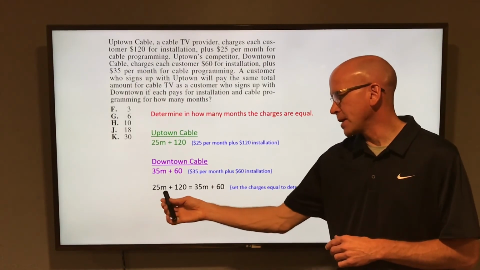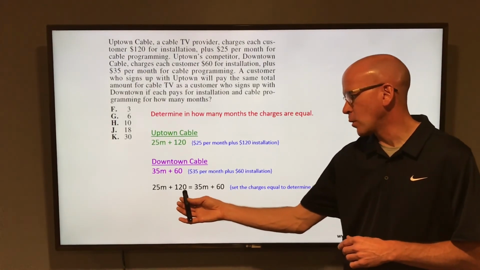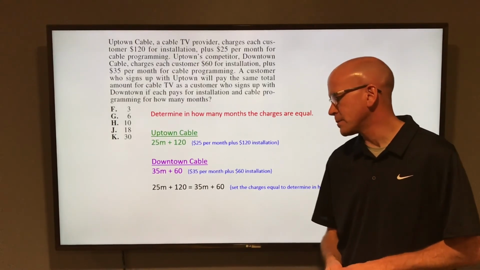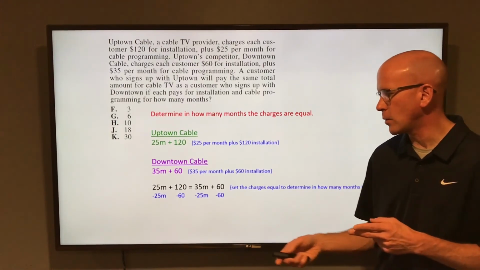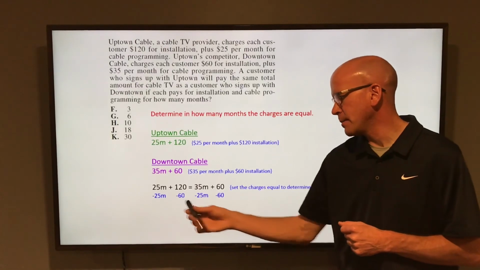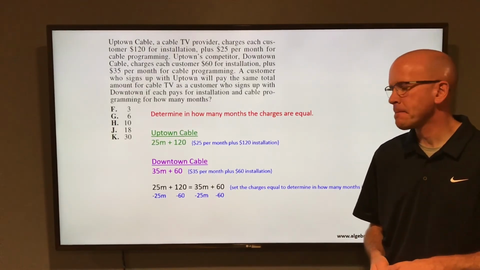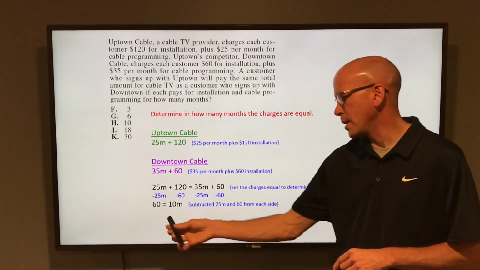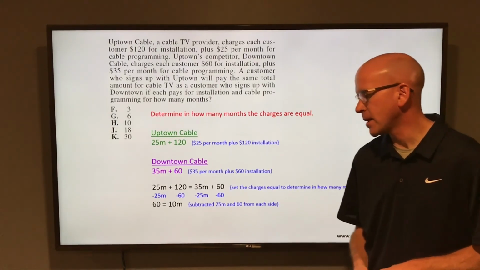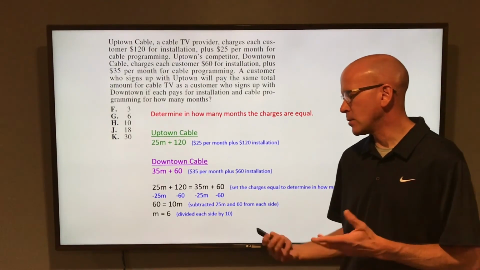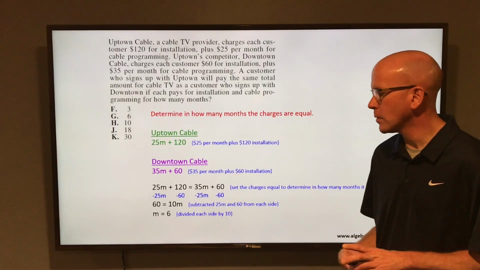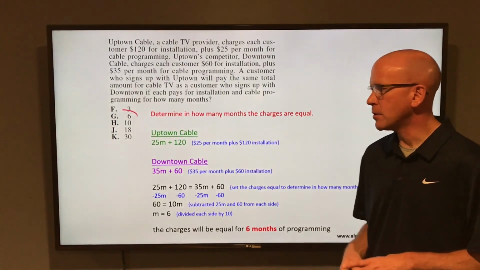You can do any of four things here. You can subtract 25M, subtract 120, subtract 35M, or subtract 60. I'm going to do two things at once. I'm going to subtract 25M and subtract 60 from each side. If you do that, we end up with 60 equals 10M, and then divide each side by 10, get M equals 6. So in 6 months, those charges would be equal, and then it happens to be letter G, 6.